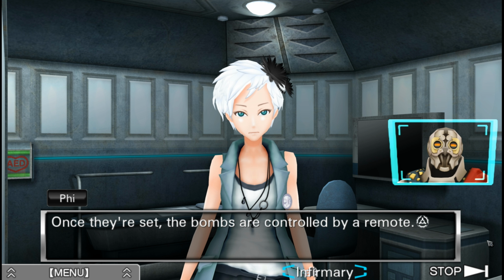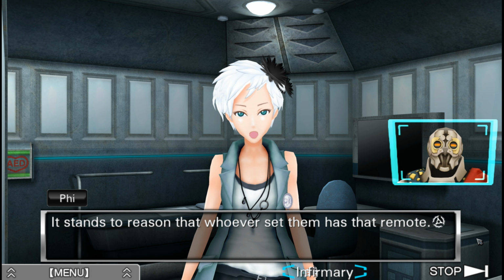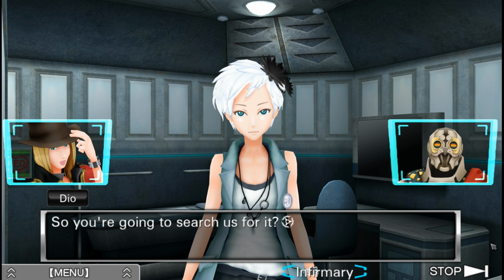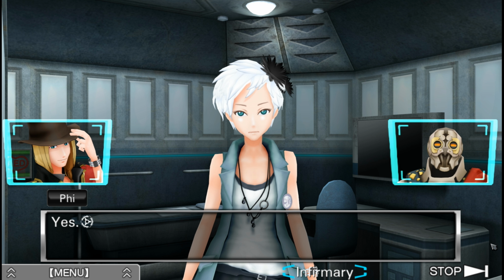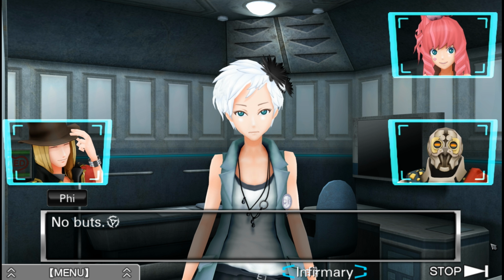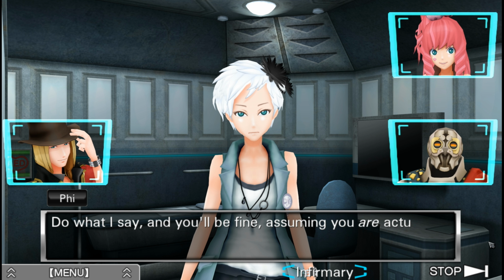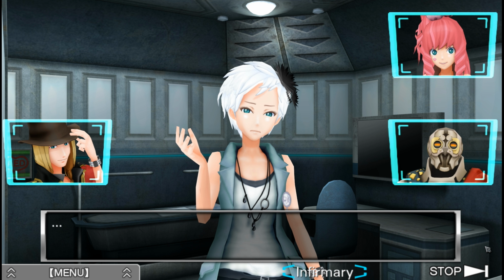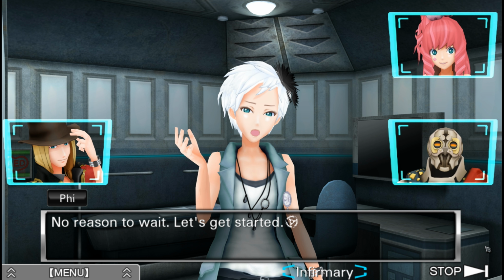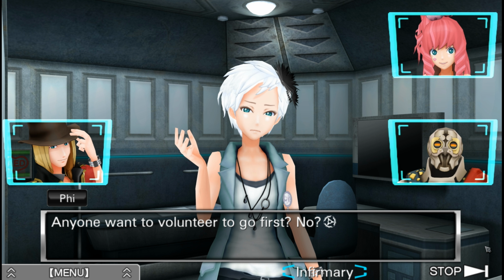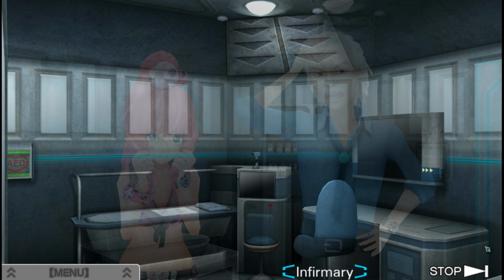Yes. Once they're set, the bombs are controlled by a remote. Indeed. It stands to reason that whoever set them has that remote. So you're gonna search us for it? Yes. No buts. If you refuse, that implicates you. Do what I say and you'll be fine, assuming you are actually innocent. Understand? No reason to wait. Let's get started. Anyone want to volunteer to go first? No? All right. Let's see.